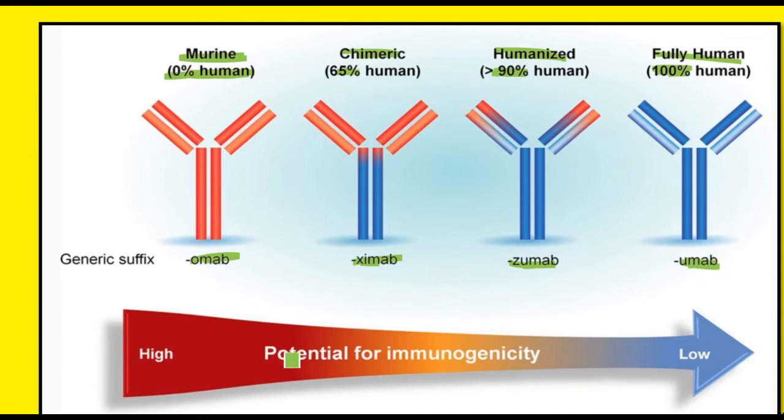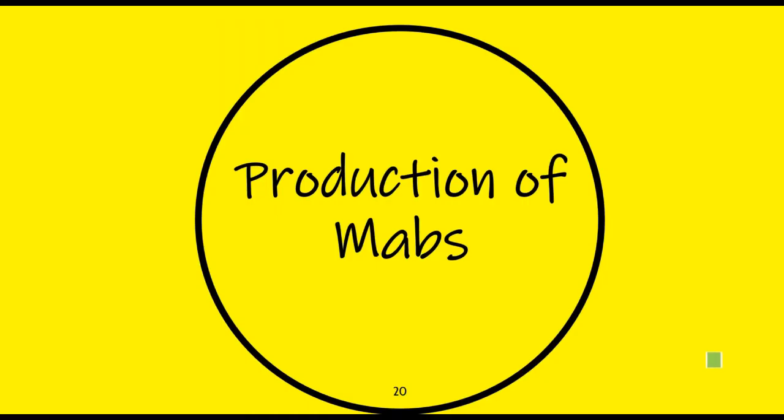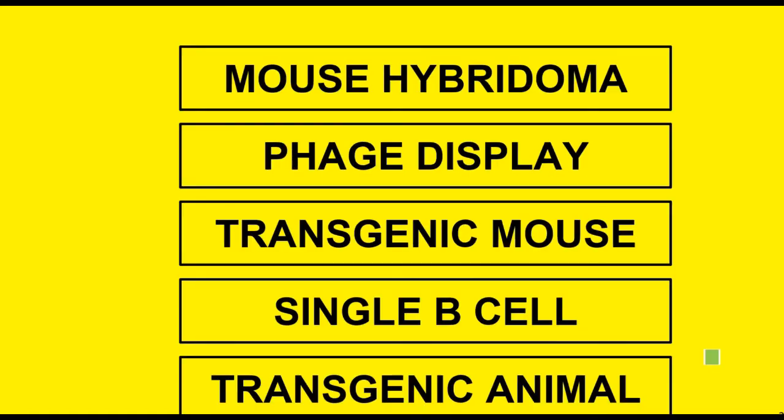If you see the potential for immunogenicity, it will be high in murine, and as we go towards the fully human, it will be low. Next comes the production of the MABs. There are many methods by which monoclonal antibodies can be produced. First is mouse, then phage display technology, transgenic mouse technology, single B cell, and then transgenic animals.